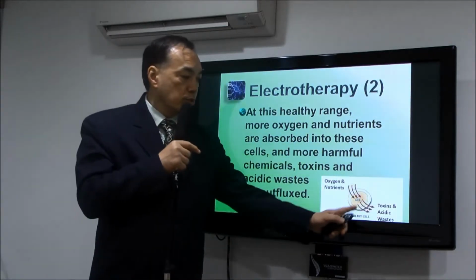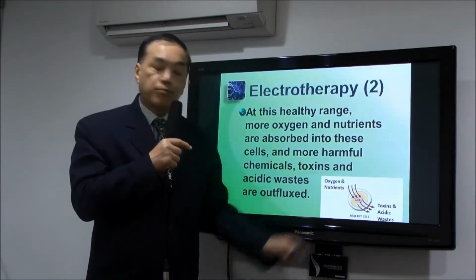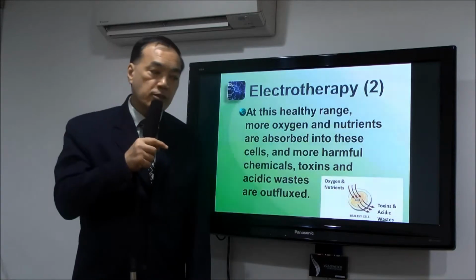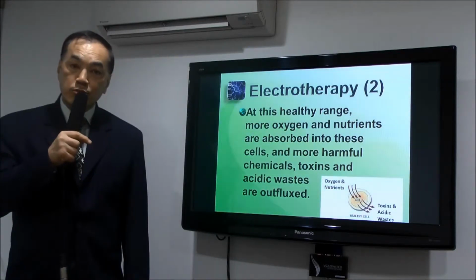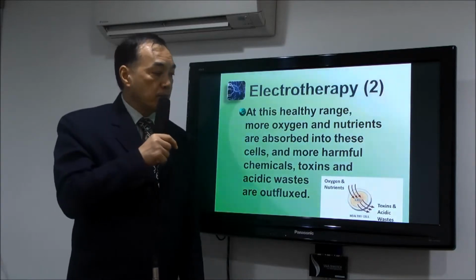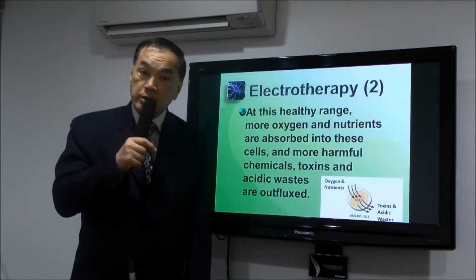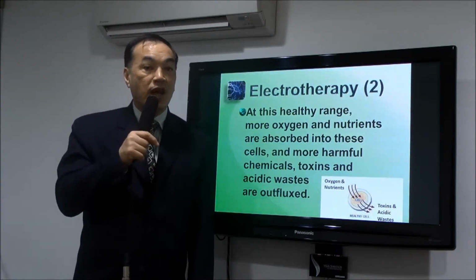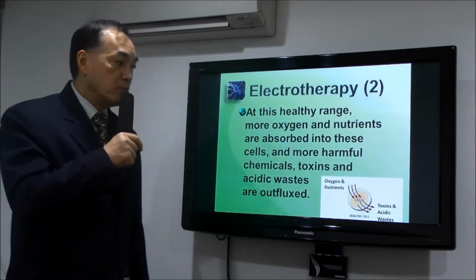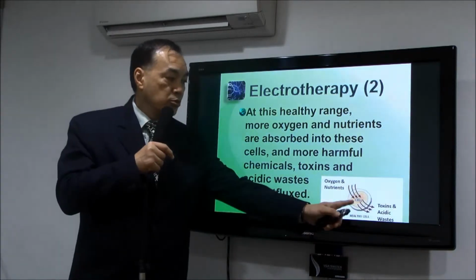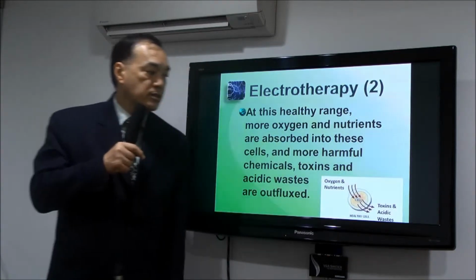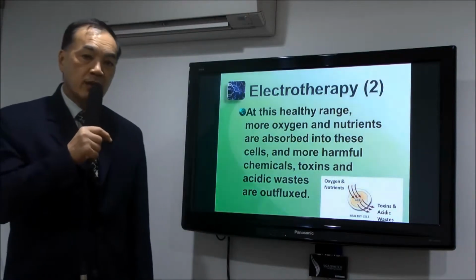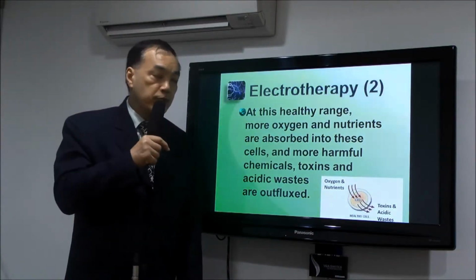Again, more oxygen and nutrients go to the cells. Even immune cells will receive more oxygen and nutrients when you do electric energy treatment. So there are two of the causes of hyperthyroidism. It's caused by the immune system not functioning at its best. One is Graves' disease, where 70 to 80% of all hyperthyroidism is caused by that. And the other one is Hashimoto's thyroiditis. Both are immune-mediated. And so by strengthening the immune system with more oxygen and nutrients and less toxins by flushing them out, then these medical causes of hyperthyroidism can be reduced.